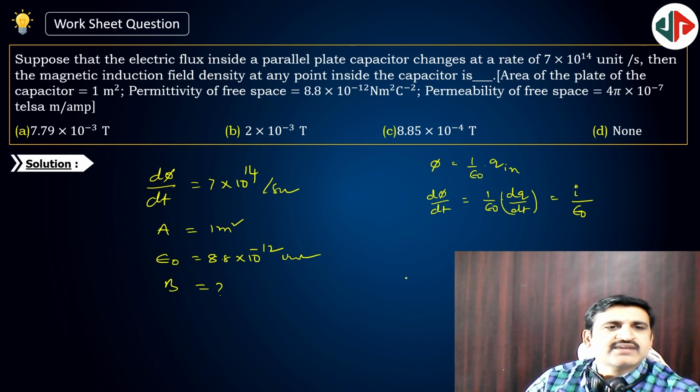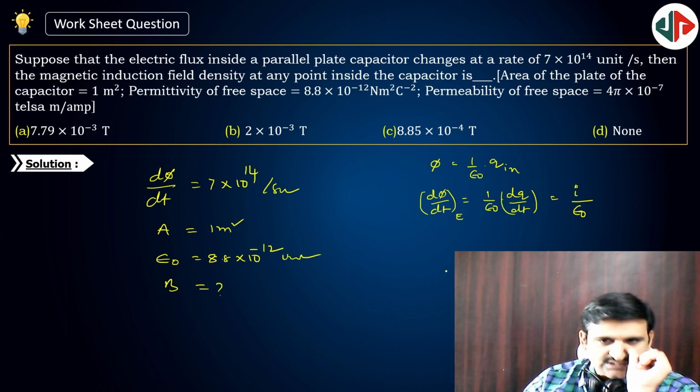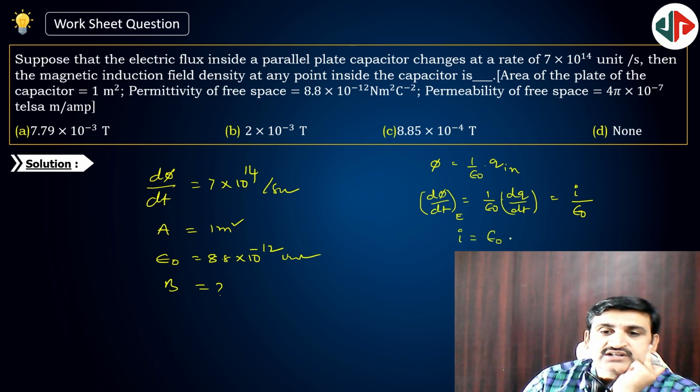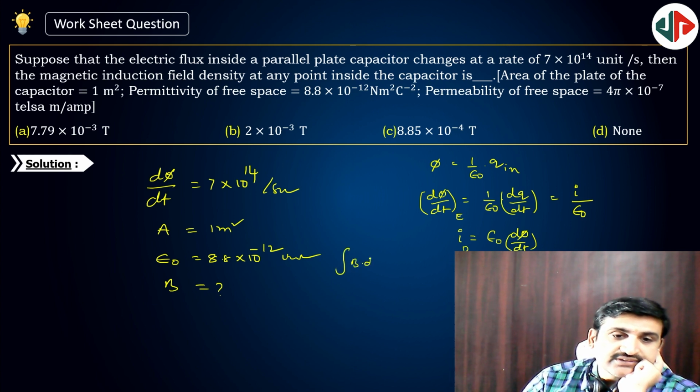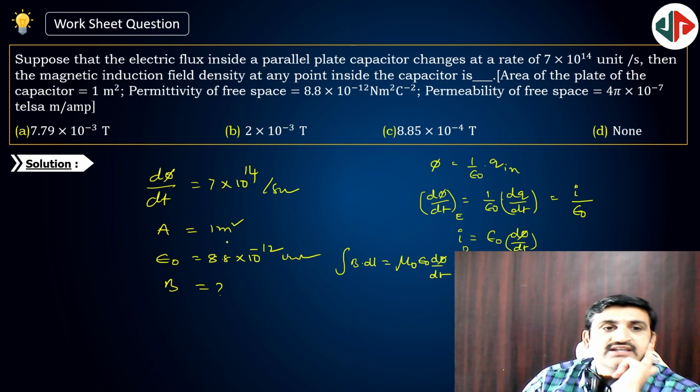Next, he has magnetic field induction at any point inside, and electric flux change. So now I can write I is equal to epsilon naught times d phi by dt, which you call the displacement current, id. Now integral B dot dl is equal to mu naught times the displacement current, epsilon naught d phi by dt.